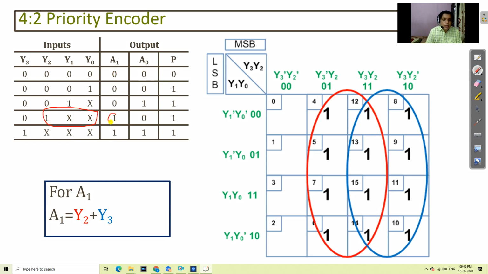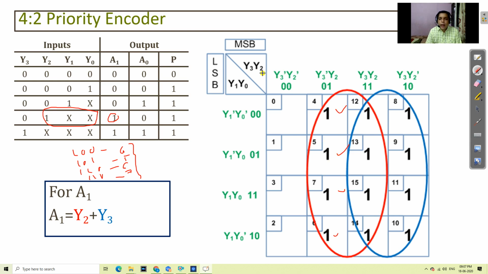A1 is equal to 1 when the input is 1 0 0, 1 0 1, 1 1 0, and 1 1 1. What is this? This is 4, this is 5, this is 6, and this is 7. For 4, 5, 6, 7, it will produce the same output. So I am writing 1 for all of 4, 5, 6, 7.